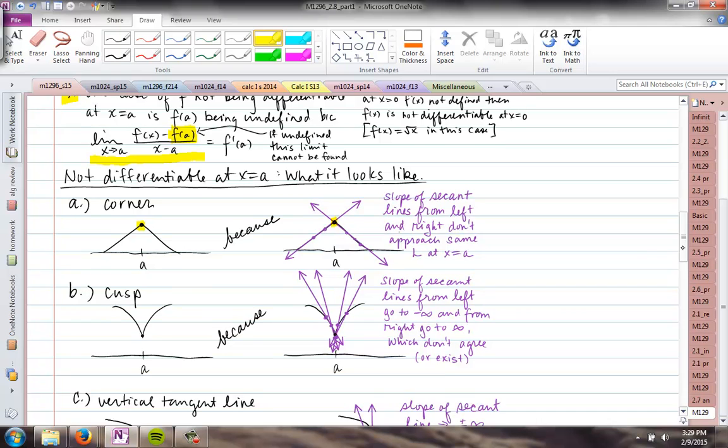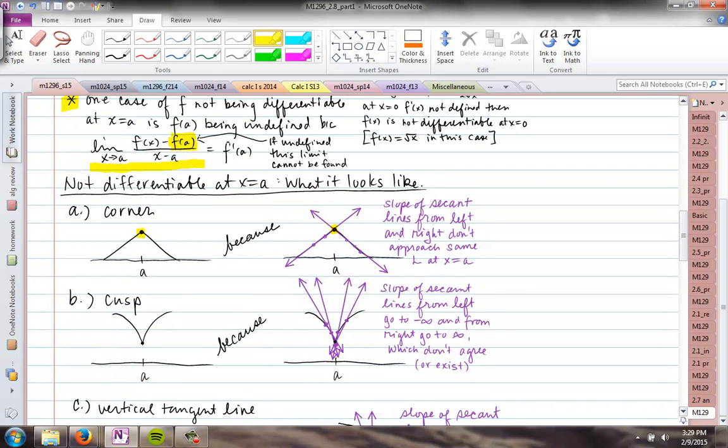Going back to that limit as x goes to a of f of x minus f of a over x minus a is what we're going to be thinking about for all these. So note that for this scenario, as we try to find our secant lines from the left and the right, because it's a two-sided limit, and it includes f of a always, then we're going to get slopes on the left and on the right that are not equal to each other. And so therefore that limit does not exist at x equals a. So it's not differentiable at x equals a.